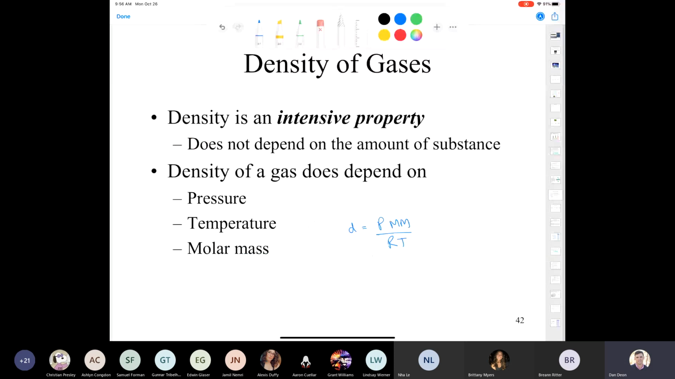So density is an intensive property. It doesn't depend on the amount of the substance, right? The density of water is approximately 1.00 grams per centimeter cubed or 1.00 grams per milliliter. Doesn't matter if you have a bathtub full of water, a swimming pool full of water, a lake full of water, or a thimble full of water, the density doesn't change, right? That's intensive. But the density of a gas does depend on what? Look, if you look at this equation, you can see that the density depends on pressure, depends on molar mass, and it depends on temperature. So the density of the gas depends on all three of these variables.